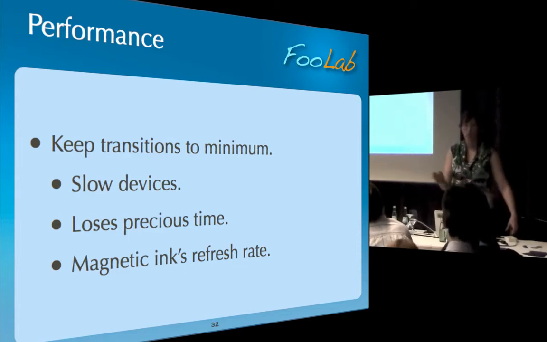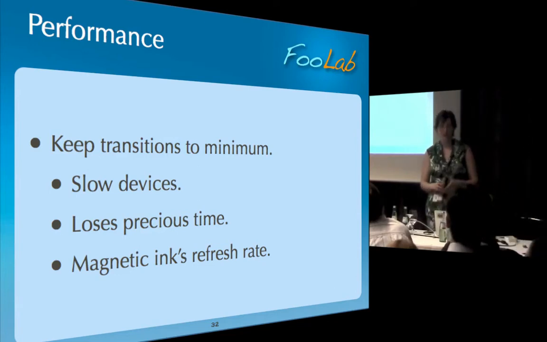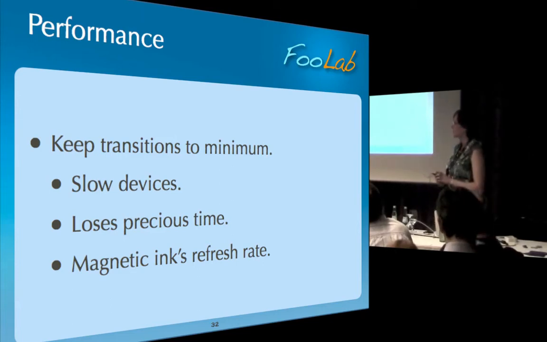Even if the transition goes smoothly, I mean it's fancy, but at some point you're losing precious time because it's all flying everywhere. And you have to consider the refresh rate of magnetic ink. Magnetic ink doesn't refresh at 60 frames per second. It's very slow. It's going to be very choppy. You can try. I haven't tried, but I would think that it's very choppy because of how much time it takes just to turn the page on the book.